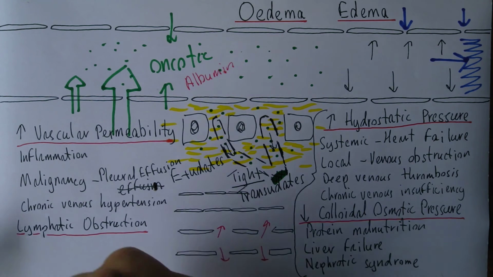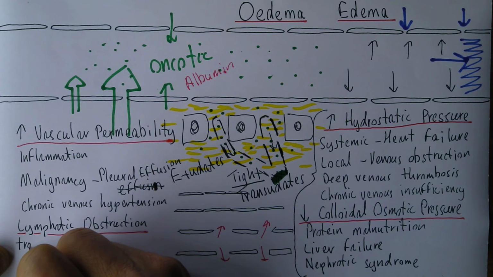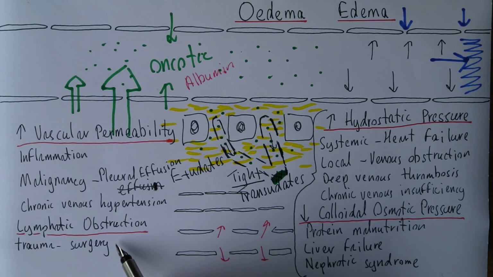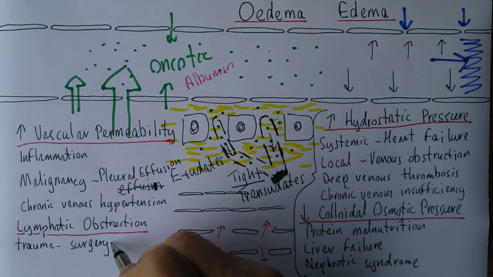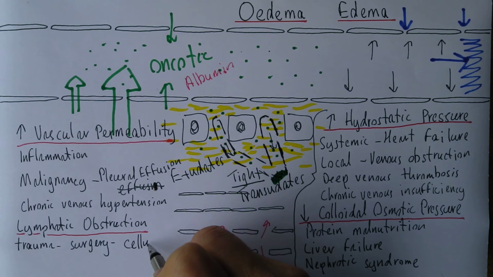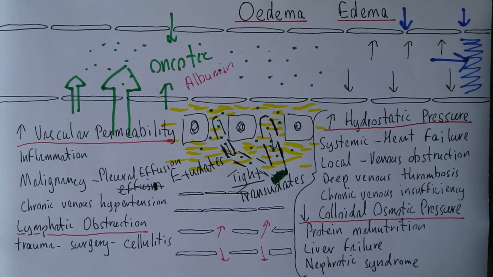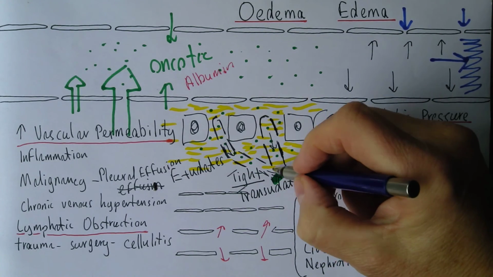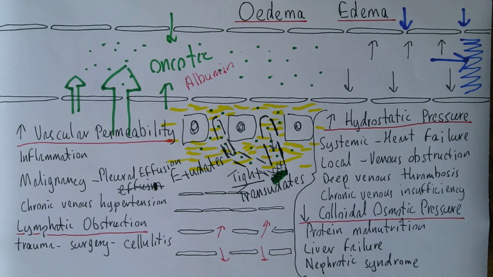So the lymphatics could be damaged by trauma or surgery. Surgery can damage the lymphatic ducts, or surgeons can sometimes remove the lymph nodes. Often it occurs after infection. So after an episode of cellulitis, there can be damage to the lymphatic vessels. Because in cellulitis, if there's infection in the tissue, the bacteria are going to drain into the lymphatics and can damage the inside of the lymphatics.